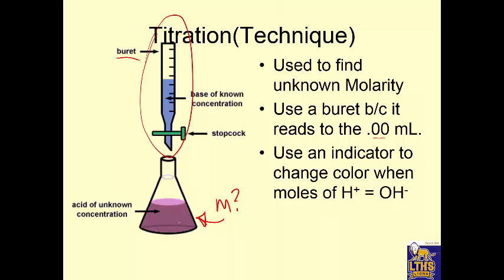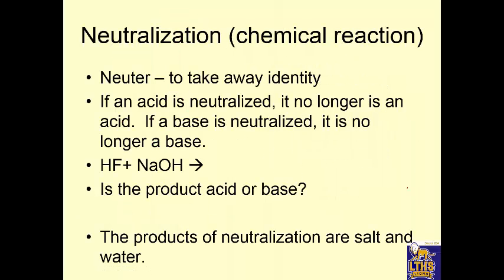We use an indicator down here that would change its color when the number of moles of H plus equals the number of moles of OH minus, and that's the neutralization part. Okay. So what does neutralization mean? Well, a neutralization is a chemical reaction, and in a neutralization, the acid gets neutralized and the base gets neutralized, so it's no longer a base, and you get water. Okay. So the H's from the acid and the OH's from the base are going to make H2O.